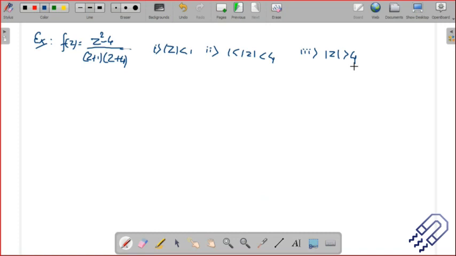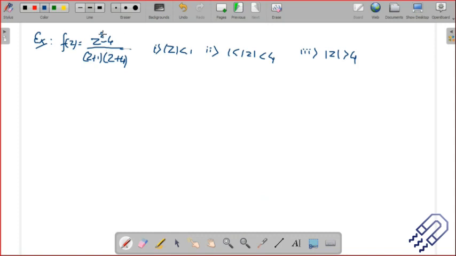Okay, try doing this. It's slightly tricky. Think about it and try to do it. Then only you'll find it easy. See, I'll give you a hint here.